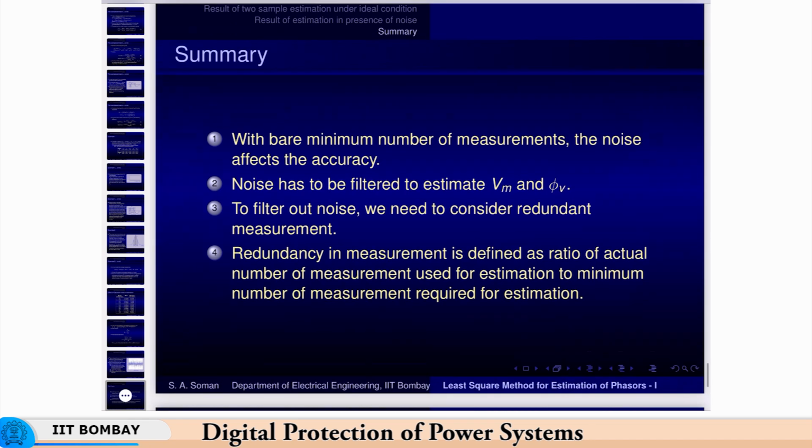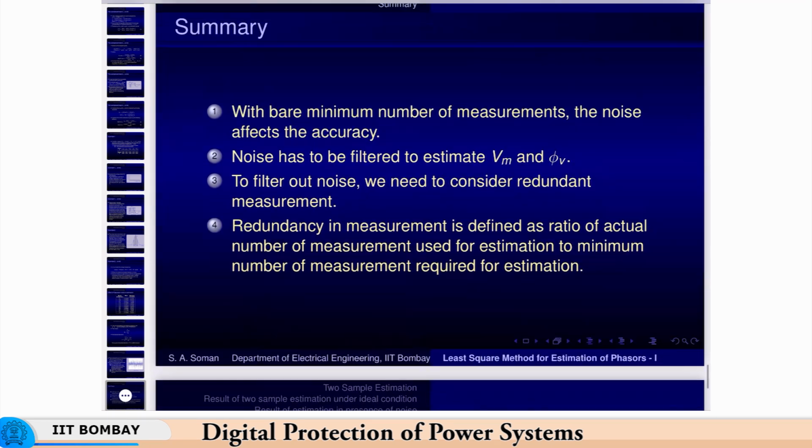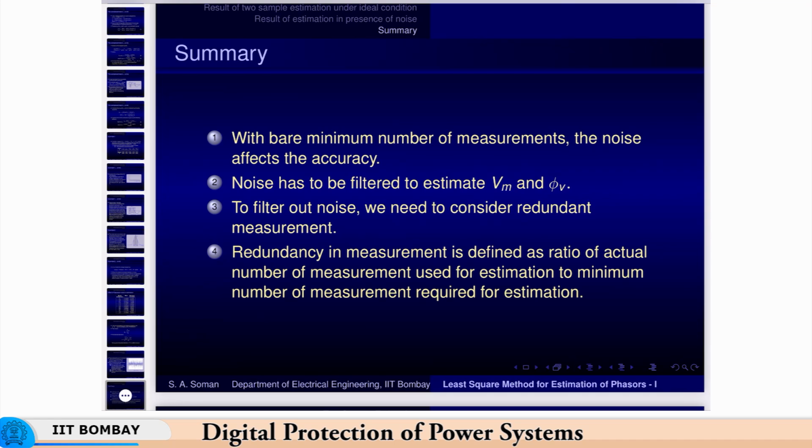Before that, let us summarize last time's lecture. What we found is, in the presence of noise and the bare minimum number of measurements, which is 2, because there are 2 unknowns, the noise will affect the accuracy. How we filter the noise is what we will see in today's class. We extend the number of measurements and then see what happens. So, extending the number of measurements means we need redundant measurements.